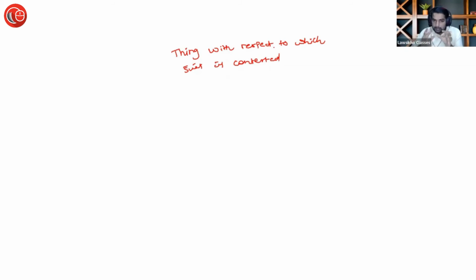Now, it is basically thing with respect to which your suit is contested, and there can be two types of subject matter. पहला हो सकता है personal.